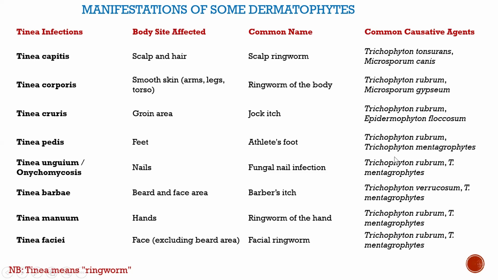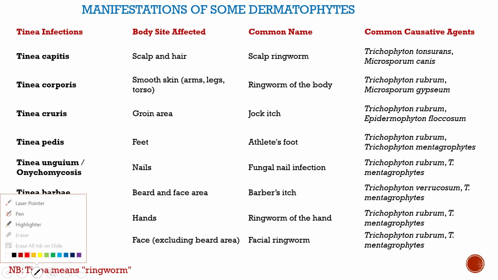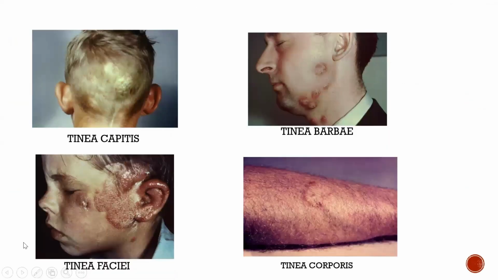Then, some of the species: if you notice, the most notable or very common one is the Trichophyton. It can be found in almost all of them, apart from the tinea capitis and the tinea barbae. So it's a major and very common dermatophyte species. Then moving on to the next one, this is a pictorial demonstration of the different tinea species I've mentioned before.